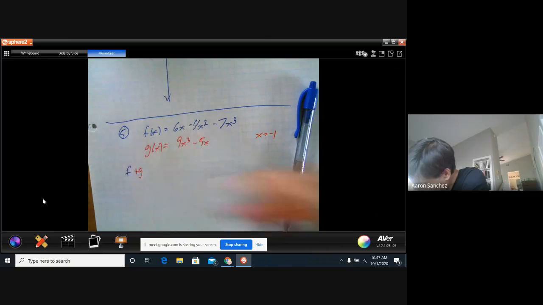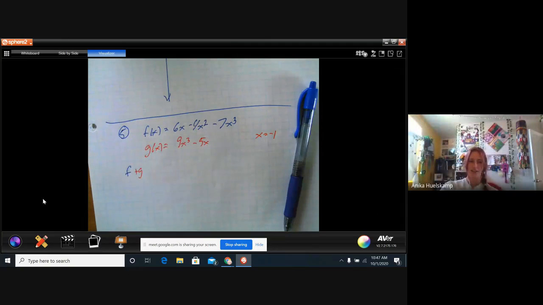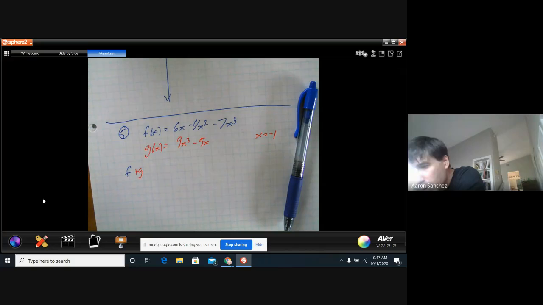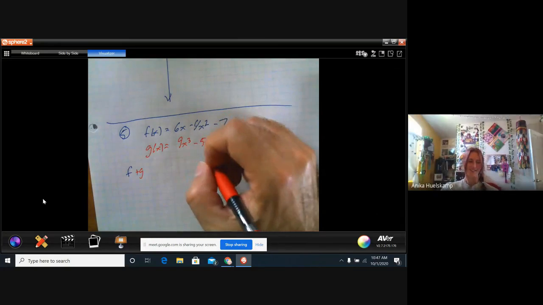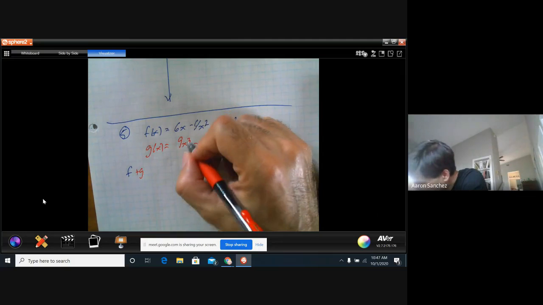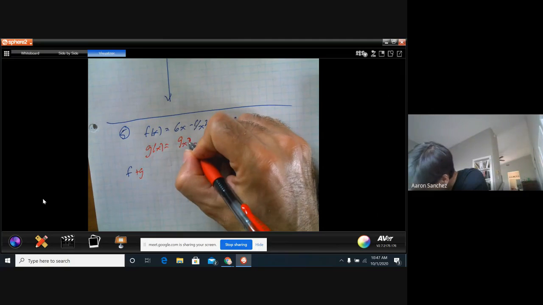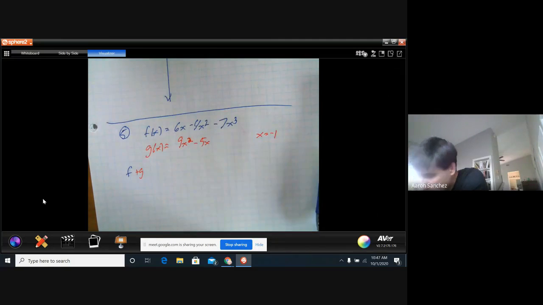plus g. Sorry to interrupt. It's 9x cubed. Well, oh, shoot. You mean it's 9x squared? Sorry. Yeah, squared. Okay, I wrote cubed. It's supposed to be squared. Okay. Does that look okay? Is that everything good?